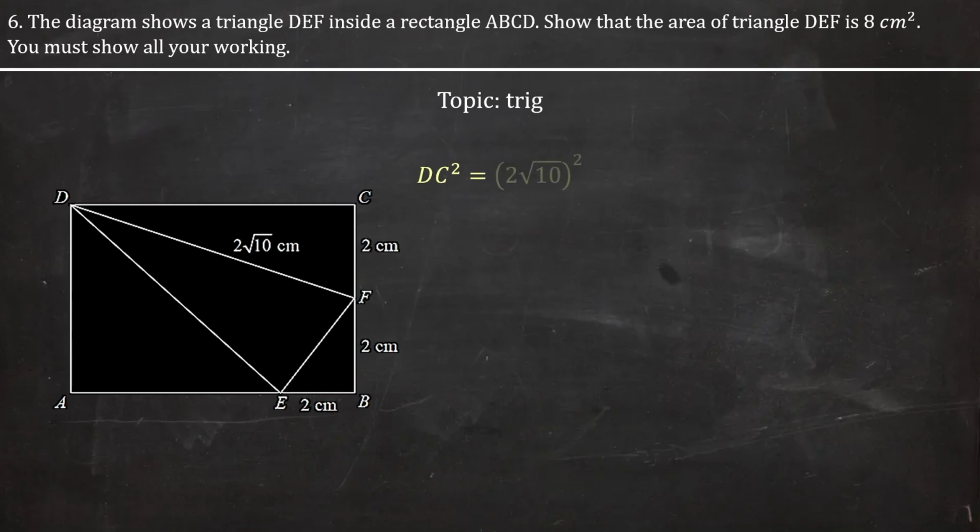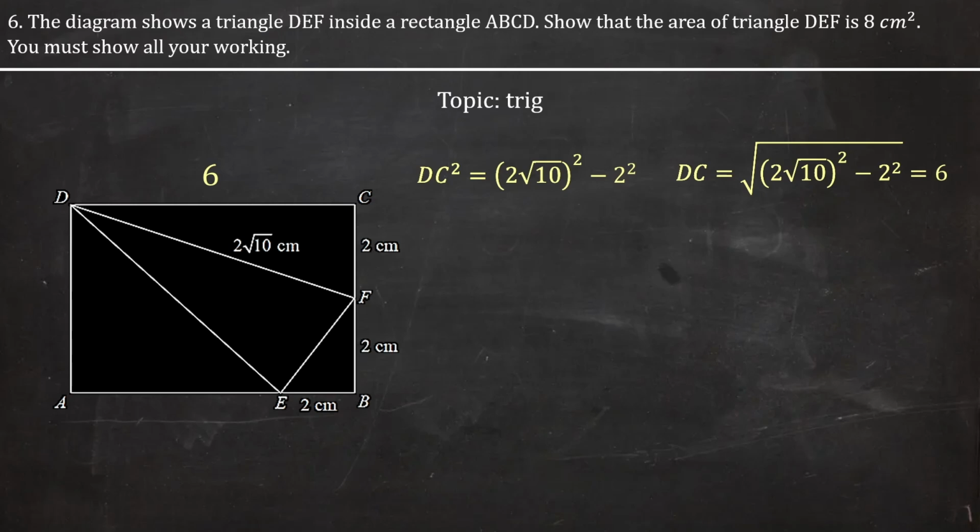So DC squared is going to be 2 root 10 squared minus 2 squared, because it's not the hypotenuse, so we do hypotenuse minus shorter side. So DC is going to be the square root of that, which you put in your calculator and it gives you 6. So DC is 6.